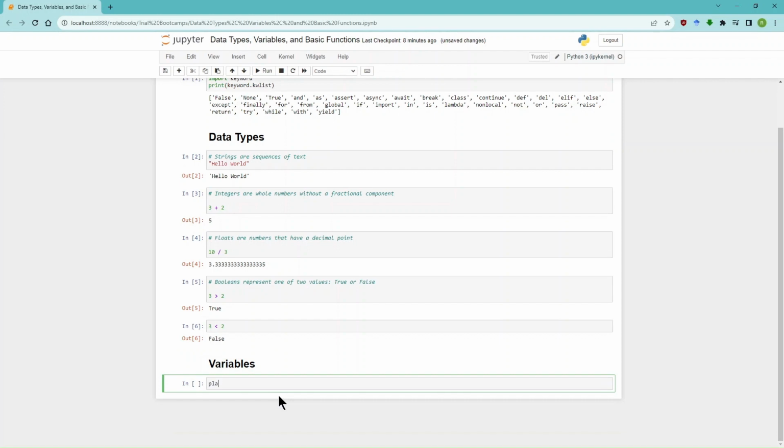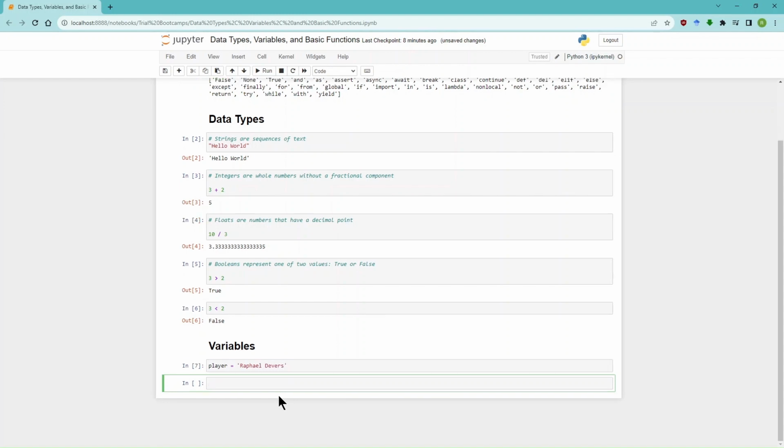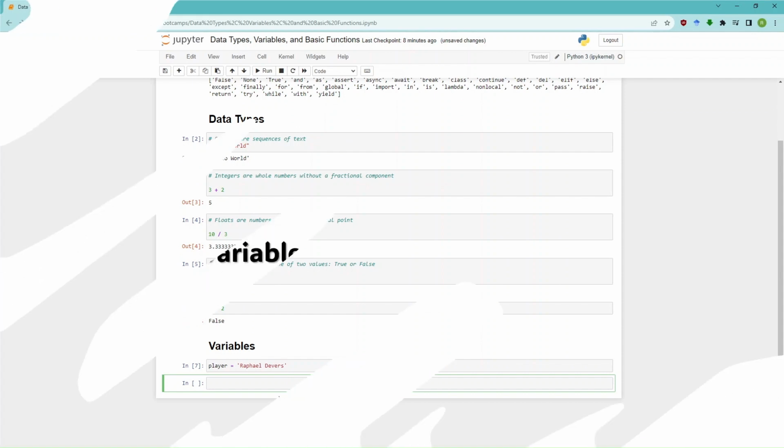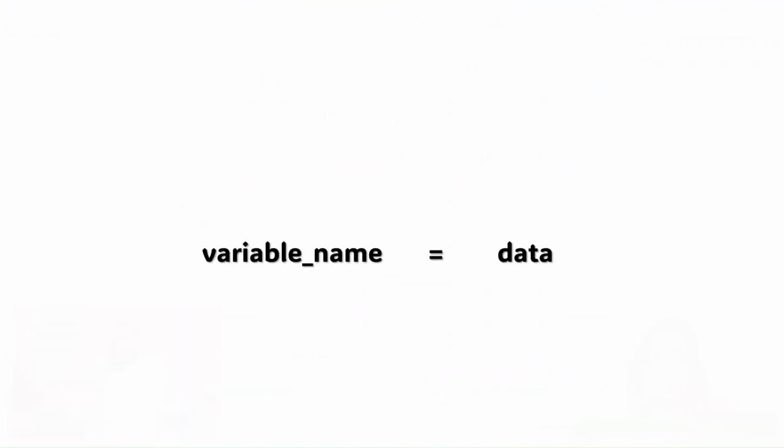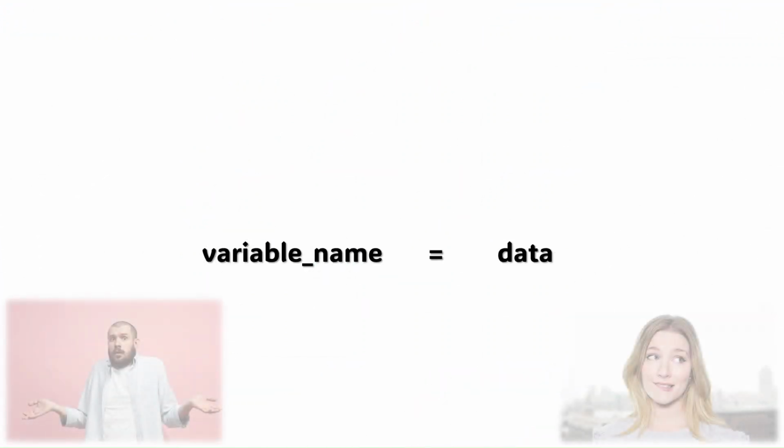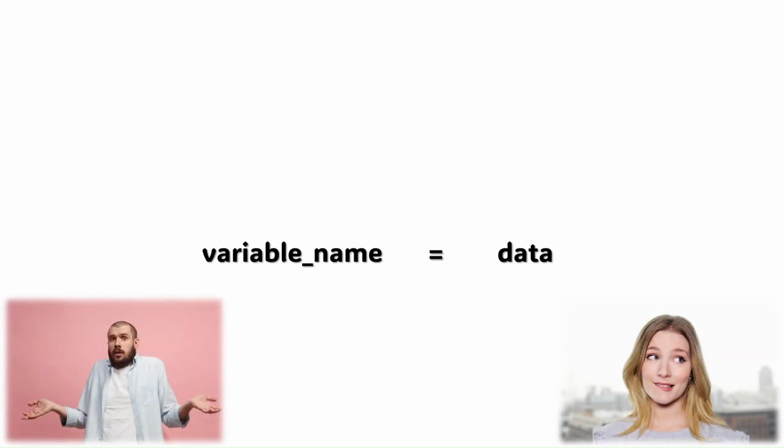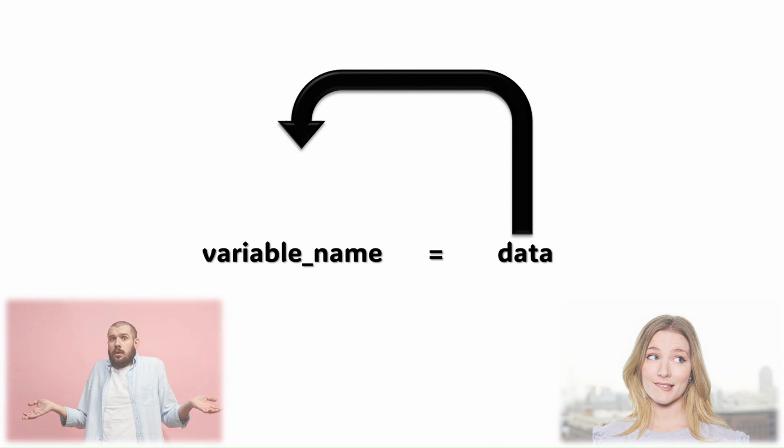We define a variable in Python using the equal sign. Here, I'll create a variable called player and assign it the value Rafael Devers. However, I want to point out that using the equal sign is actually a bit confusing. I don't want you to think of the equal sign the way you would in mathematics. Rather, think of it as an arrow pointing from right to left.